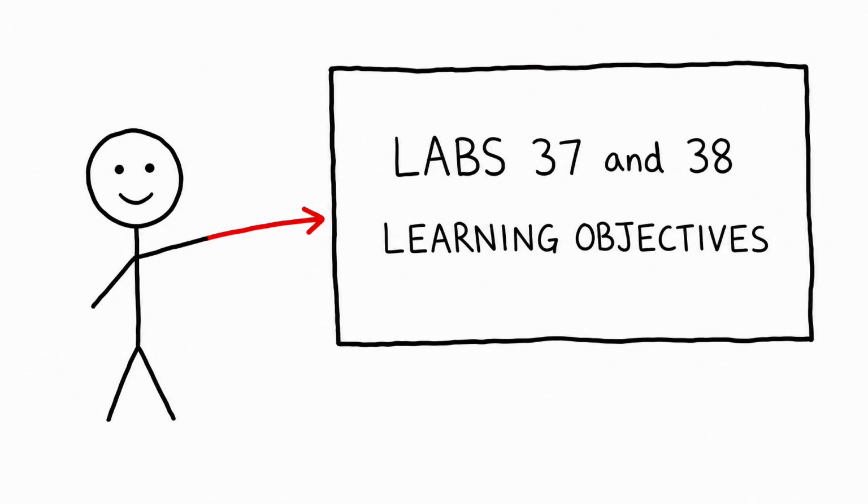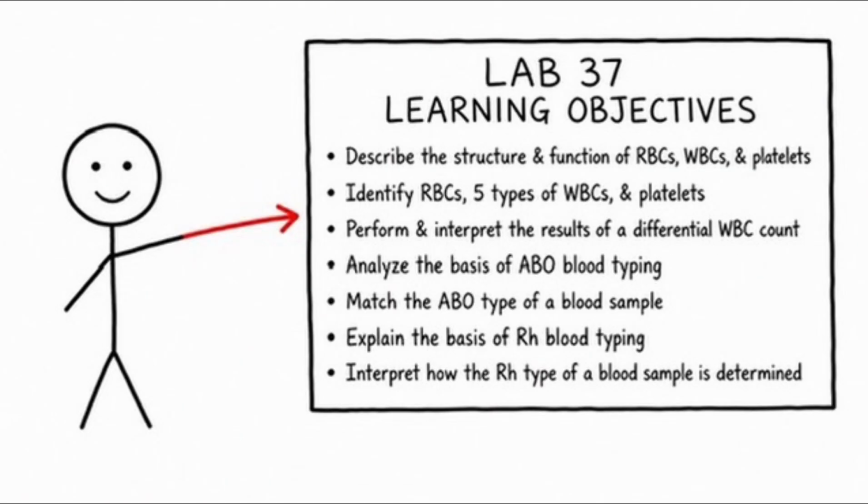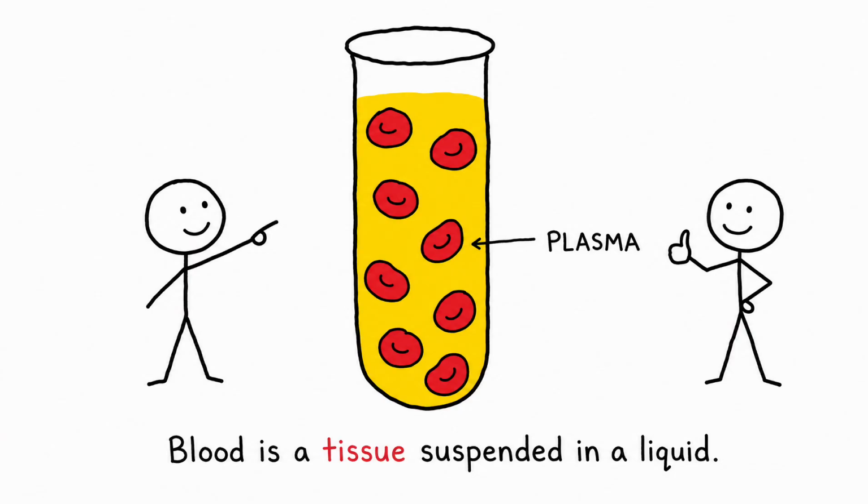Okay, so let's do labs 37 and 38. This is the presentation. Here you can see the learning objectives of what you're going to grasp by watching this presentation or through the assignments that I've given you through Connect, okay? So let's get started. Here I want to talk about the characteristics of blood.